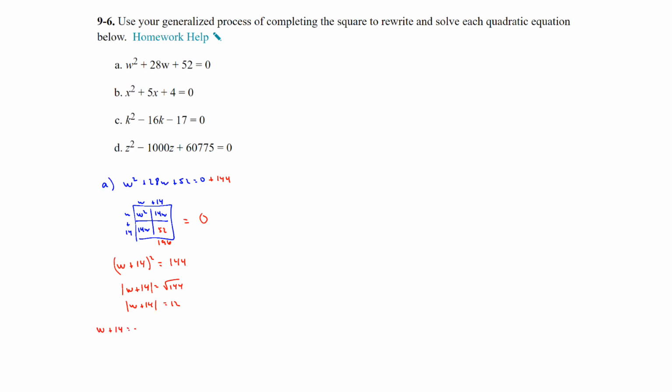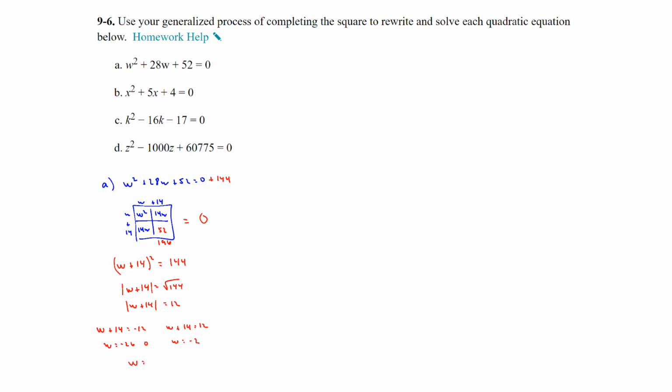And so now we can set up our two equations. So w plus 14 could equal negative 12. Remember, the absolute value is the distance from 0. Or it could equal a positive 12. And so it looks like we get a value of negative 26 and of negative 2. So those would be our solutions to the quadratic equation by completing the square.